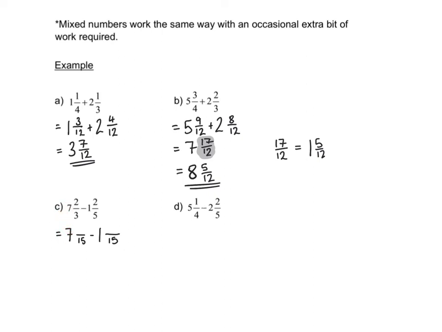So 2 times 5 is 10. And again, with the second fraction, go through the same process. What do I multiply this 5 by at the bottom here to get 15? So I multiply the bottom by 3, so I have to multiply the top by 3. So 2 3s would give me a 6 up here.